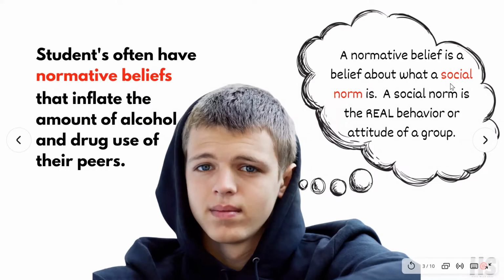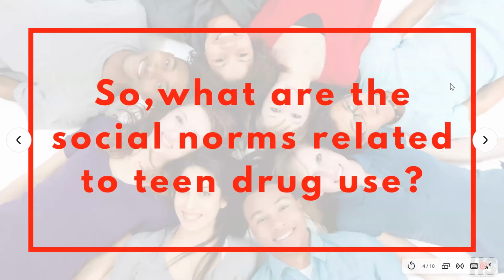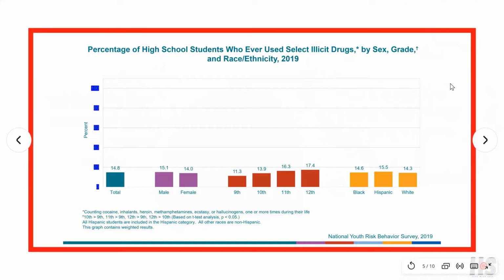Students often have normative beliefs that inflate the amount of alcohol and drugs they think their peers use. A normative belief is a belief about what a social norm is. A social norm is the real behavior of the group. So what are the norms related to teen drug use? We can look at our youth risk behavior data to answer this question.